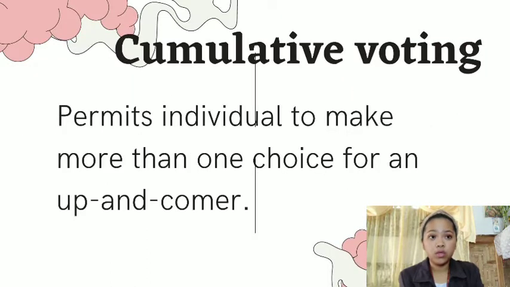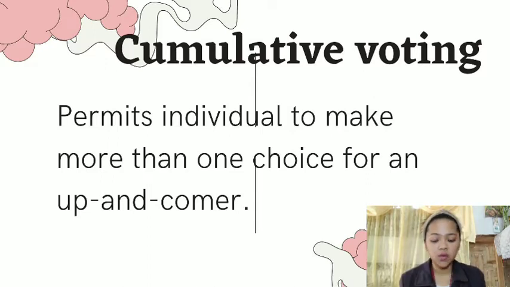Now, cumulative voting. It permits an individual to make more than one choice for a candidate, by planning effort in voting in favor of just a single candidate, as a member of the group, as a minority member of the board. For example, John owns 1,000 shares in ABC company, and each share entitles him to one vote.